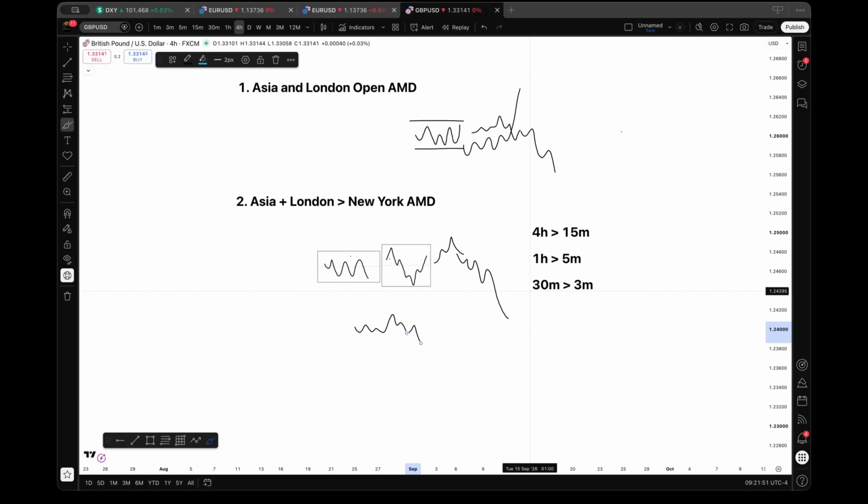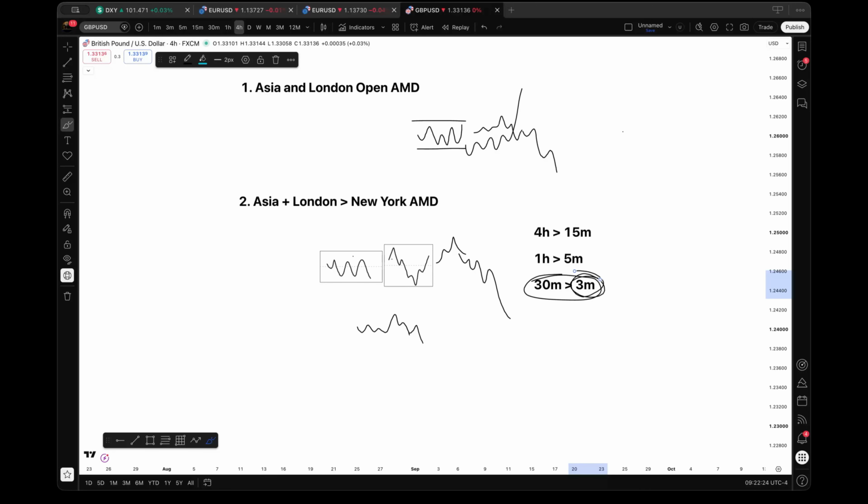And then the same thing for the 30-minute. If you're profiling on 30, you would want to see an accumulation, a manipulation, and a close back inside the range, and then you would use the 3-minute as your entry time frame. As with any of my trading models, if there's no manipulation or a sweep, I do not frame a trade. I always want to see a manipulation of one side of the liquidity or the range.